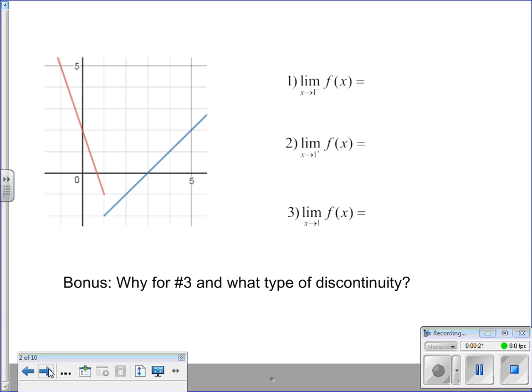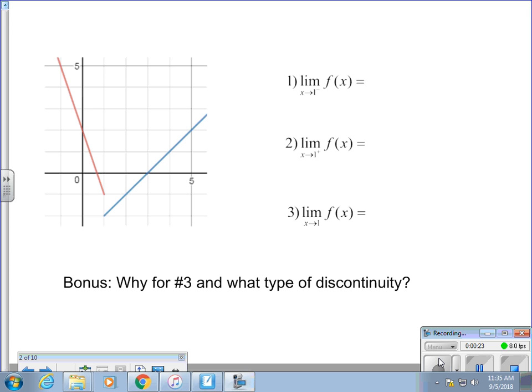Not so easy. Okay, the limit from the left is -1. Limit from the right is -2. The limit itself does not exist. Why?